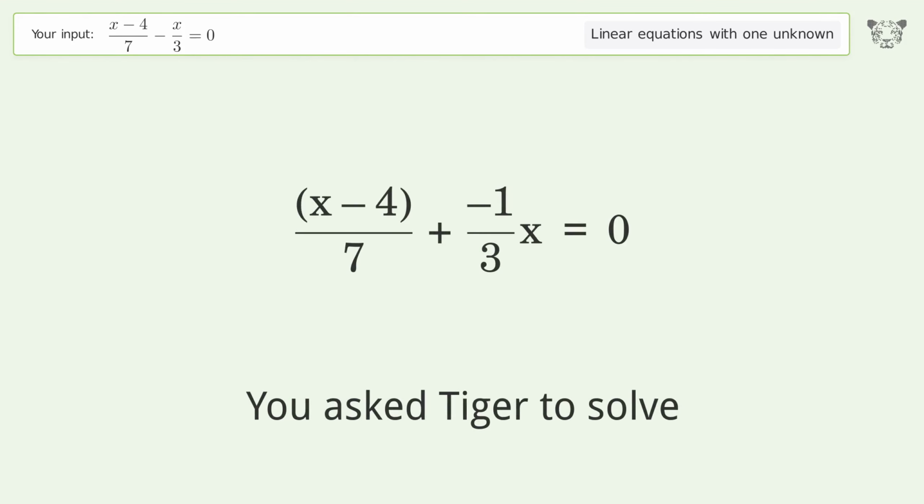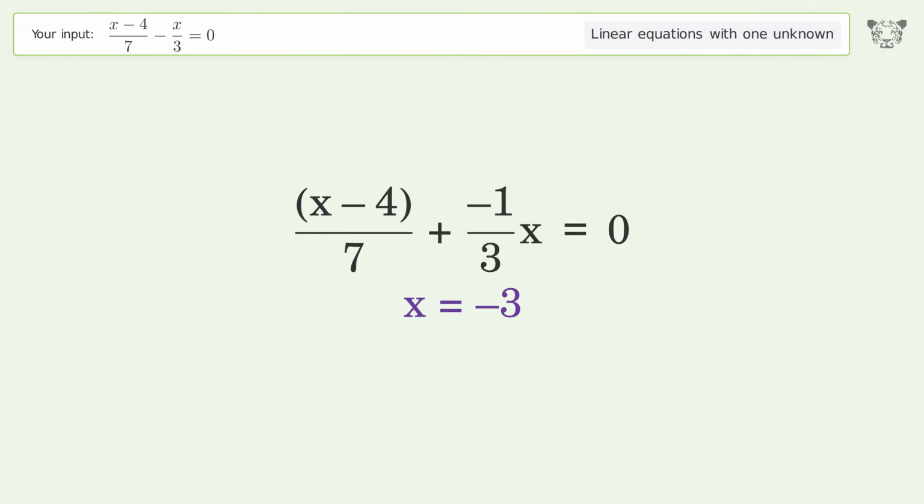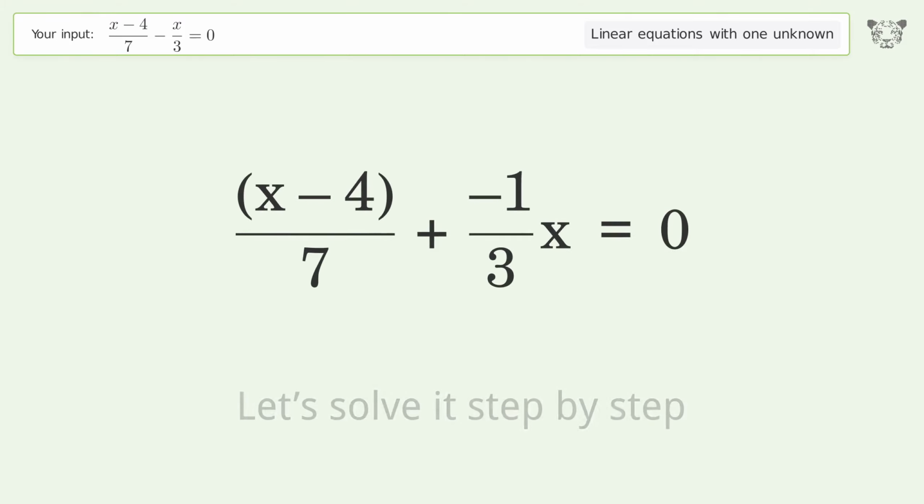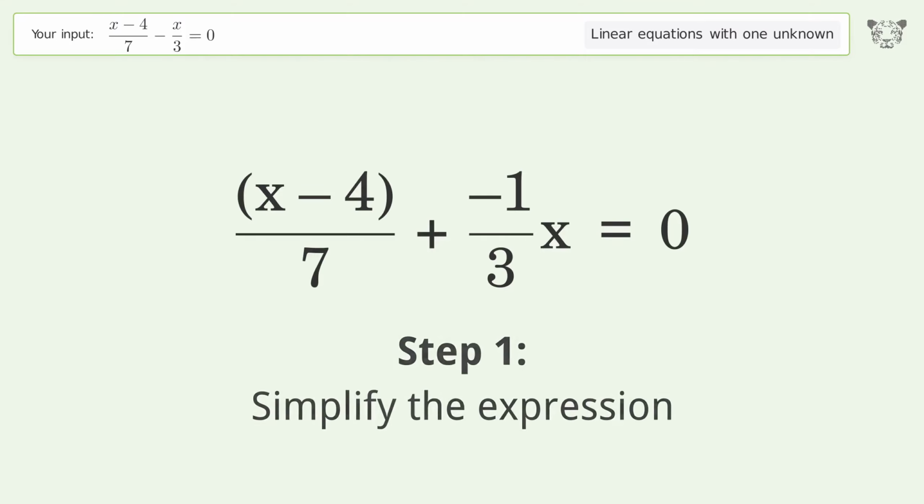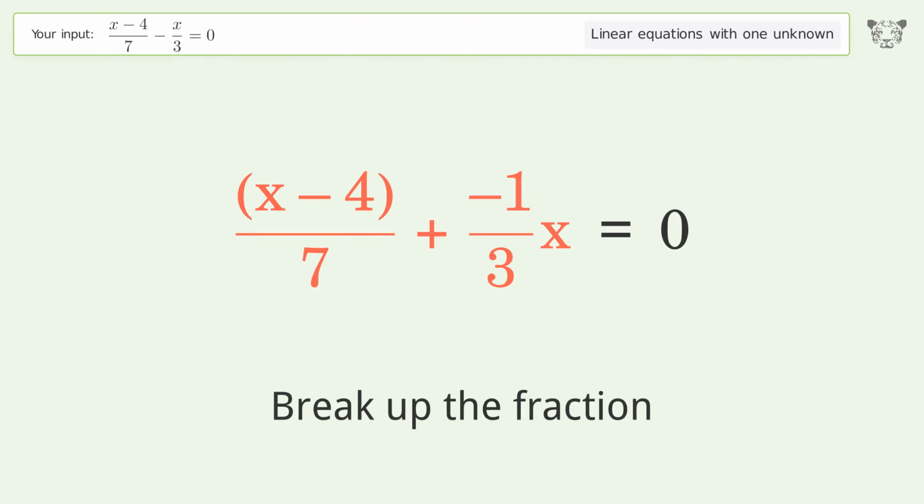You ask Tiger to solve. This deals with linear equations with one unknown. The final result is x equals -3. Let's solve it step by step. Simplify the expression. Break up the fraction.